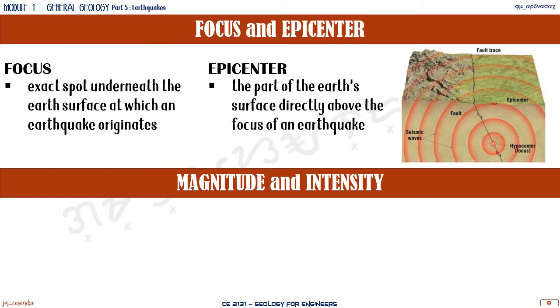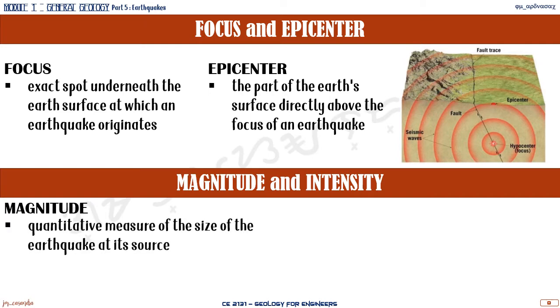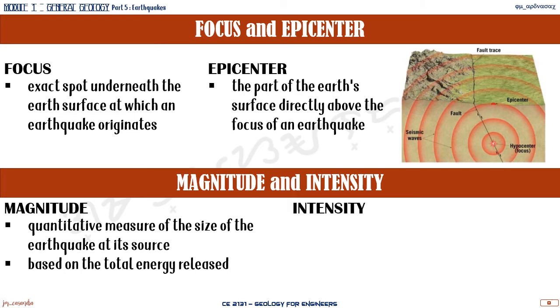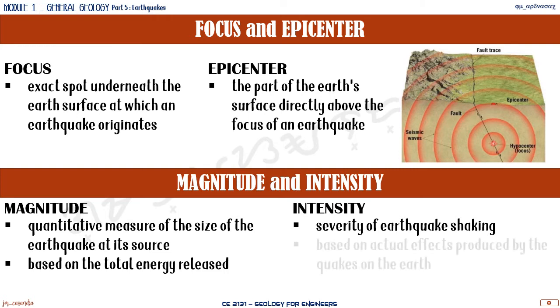So we also have what we call magnitude and intensity. Magnitude would simply be a measure of the size of the earthquake from the source. Okay, so it's a quantitative measure. It is measured in terms of the strength of the earthquake or the total energy that it has released. While intensity also measures an earthquake, it would be a qualitative measure of the strength of the earthquake. It means it measures how severe the effect of the earthquake is in the surroundings.